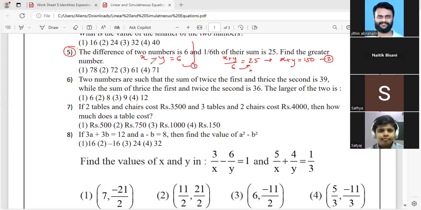In order to find x, I'll have to eliminate y. One has minus y, so minus y plus y will be 0, 2x, and then we take the sum, 150 plus 6, 156. So that will be 78 is equal to x. All you have to do is add both the equations. You'll get 2x on the left hand side, your y gets cancelled, and on the right hand side you have 6 over here and 150 over there. That gives you 156, and hence x will be equal to 78. And option 1 will be the correct answer.